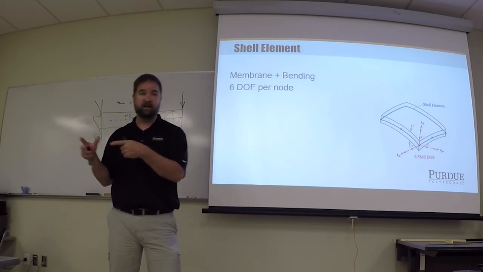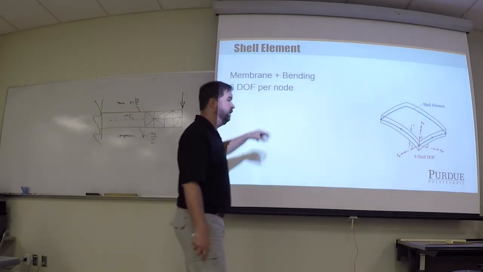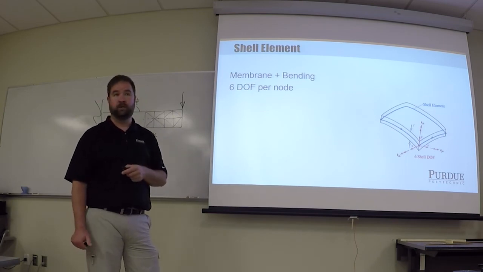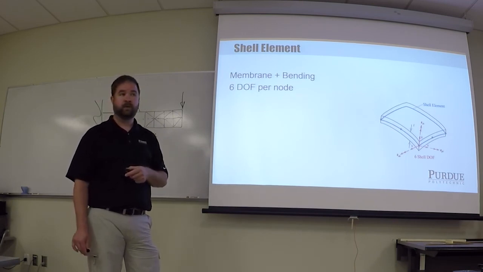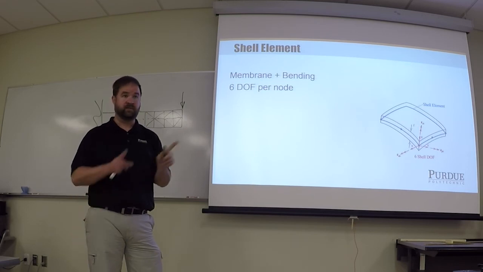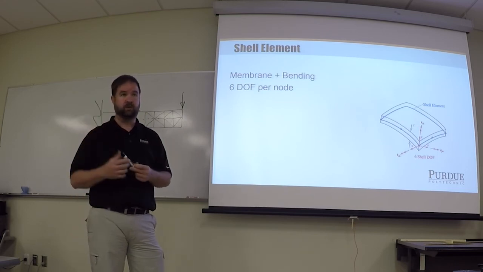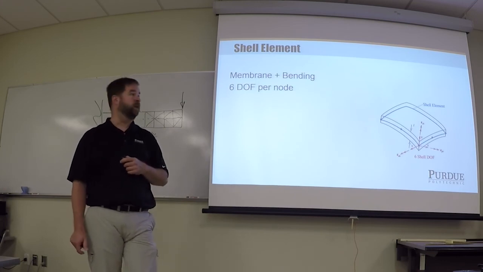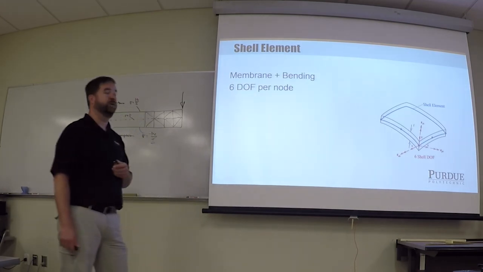Okay? So if I'm going to model that, I have to actually use shell elements that have all 6 degrees of freedom for each node. Our plane elements, our plate elements only have the 3 degrees of freedom, which are the X and Y directions plus a rotation. So a shell element is what we're going to typically be using. A shell element has 6 degrees of freedom per node.